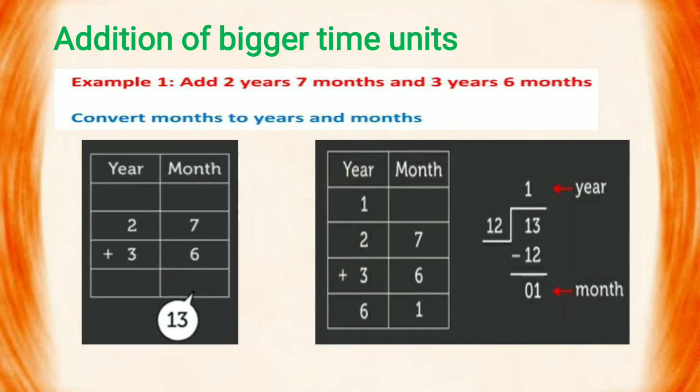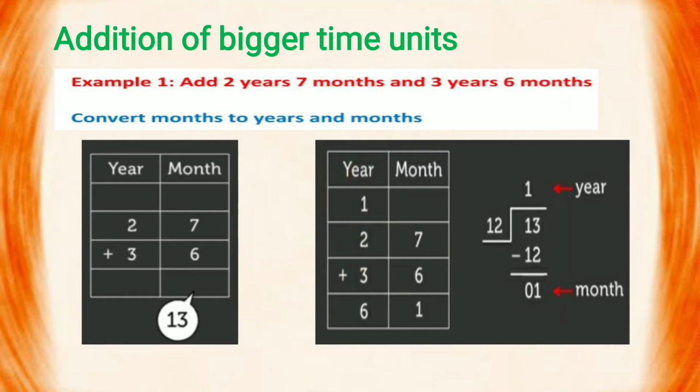First, separate years and months. Write 2 years 7 months plus 3 years 6 months. Normally 1 year has 12 months. So while adding the months 7 and 6, you will get the answer as 13 months, which is greater than 12. When you get an answer greater than 12, divide that number by 12. While dividing, you will get the quotient as 1 and the remainder as 1.